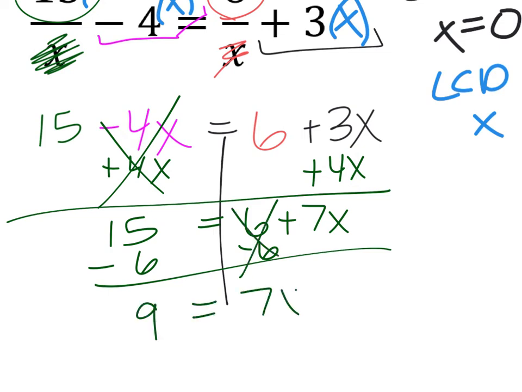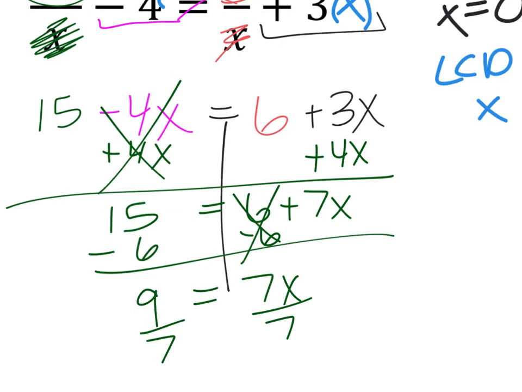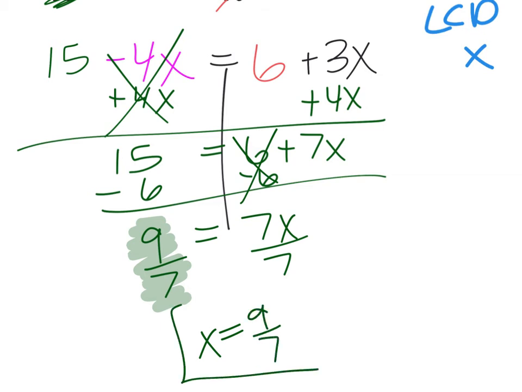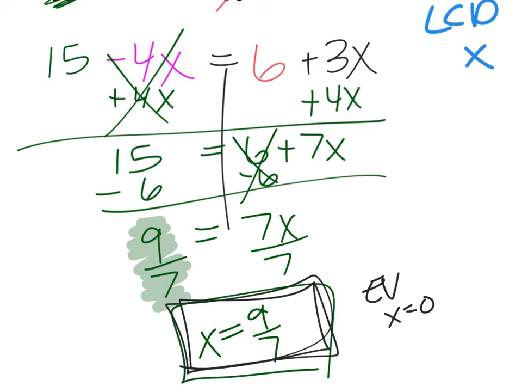Equals 7x, divide by 7. So that x value will be a fraction. And 9 divided by 7 doesn't simplify. So like we said before, we're going to leave that as an improper fraction, 9 over 7. And let's remember, we did have an excluded value. Our excluded value was when x is 0. So 9 over 7 is a good answer because it's not our excluded value.